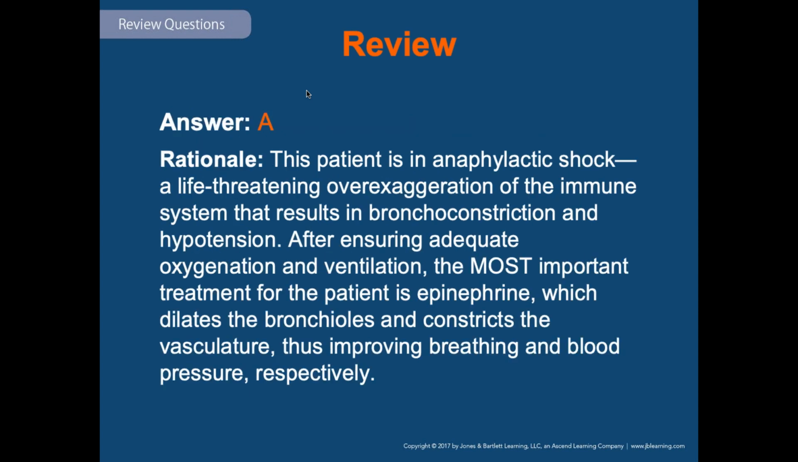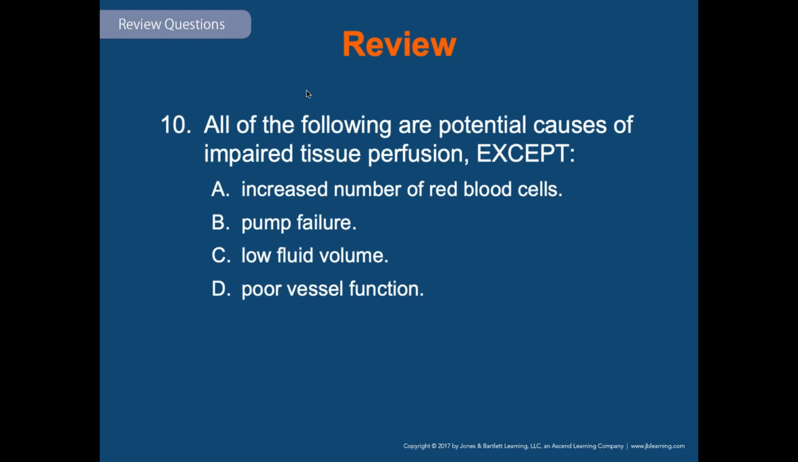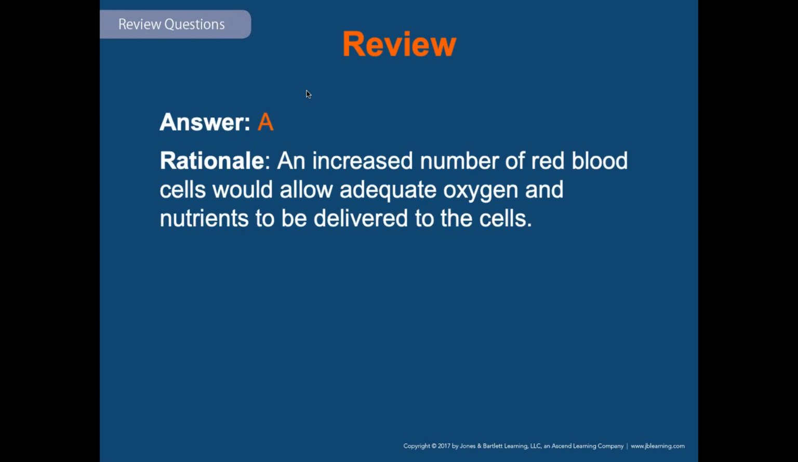The answer is A, epinephrine. Thank you for bringing that up very fast because it's quick treatments. And number 10, all the following are potential causes of impaired tissue perfusion except A. A it is. Remember, we decrease the number of red blood cells with tissue perfusion like that.